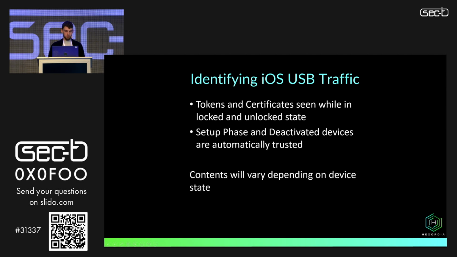Now, for the USB traffic, sometimes we're able to see tokens and certificates when we are locked and unlocked. So this means that we're still getting some tokens and data even if our device is locked and we are fully untrusted. So we're still able to get data, which is pretty important because we could have a fully shut down, completely locked device that we can't get any full file system or really logical acquisition from, and we're still able to receive data.